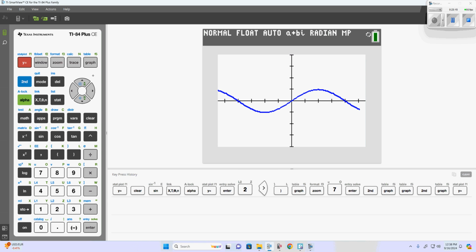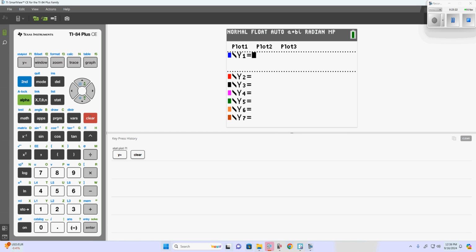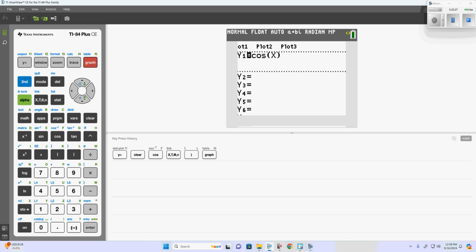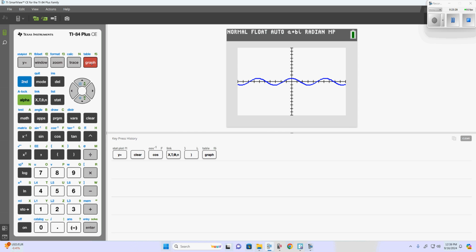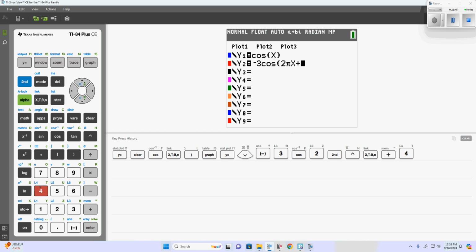Okay. Yeah. So, cosine of x, graph. So there's our normal cosine function. Now the one that we have is -3 cosine of 2 pi x plus 4 pi.